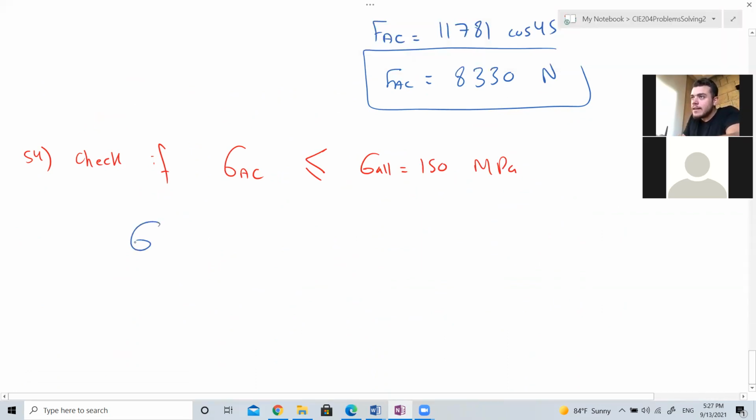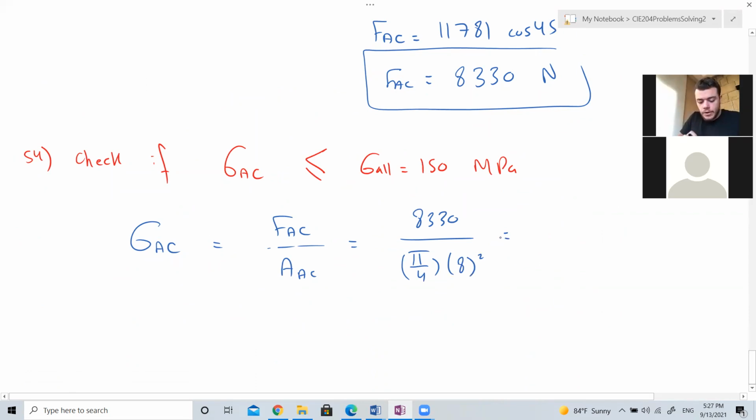Sigma AC is the force over the area, which is 8330 divided by the area, which is pi over 4 times 8 squared. So 8330 over pi over 4 times 8 squared comes out to 166 megapascal.